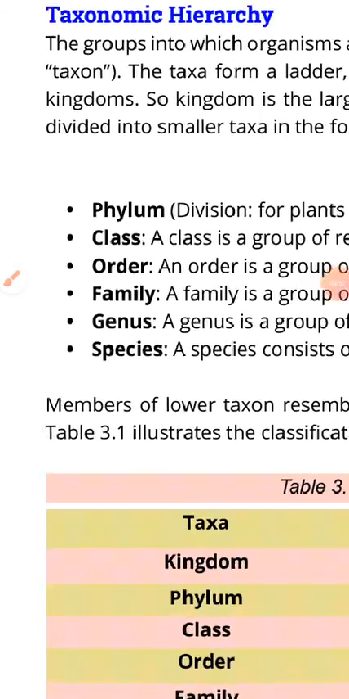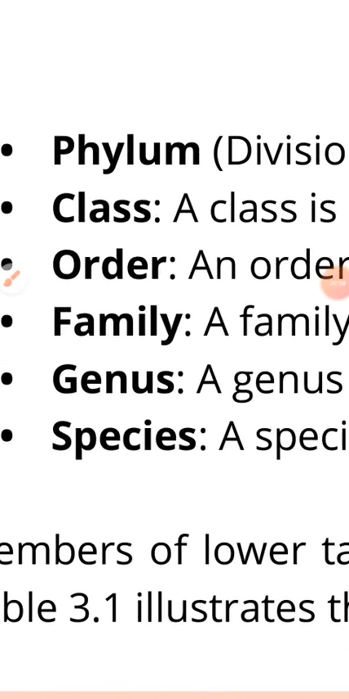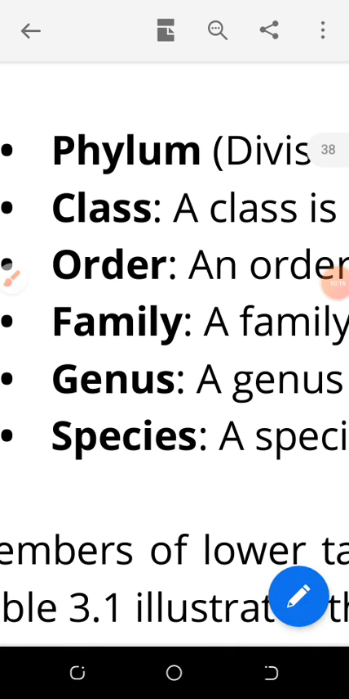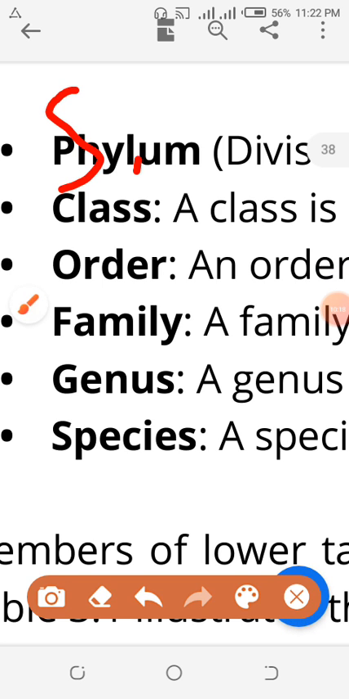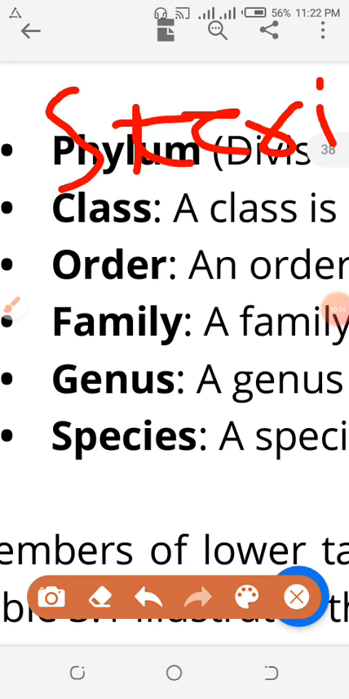I have to explain all these terms. Okay, you are watching. This is the taxonomic hierarchy. What is the hierarchy? Taxonomic hierarchy: the classification step by step. We are moving up step by step from the lowest unit of classification to the highest unit of classification. The lowest unit of classification is species. But I have to explain the term sterile, S-T-E-R-I-L-E.